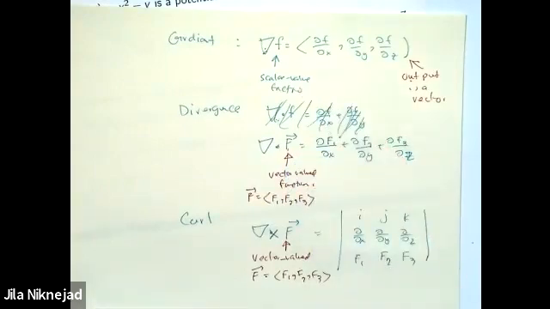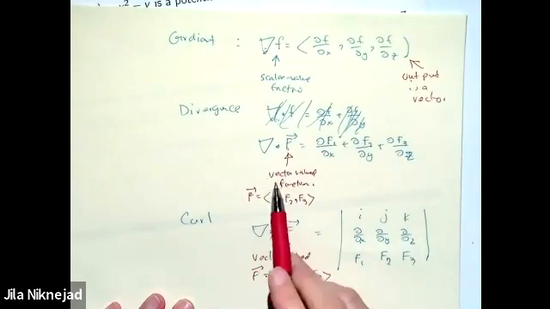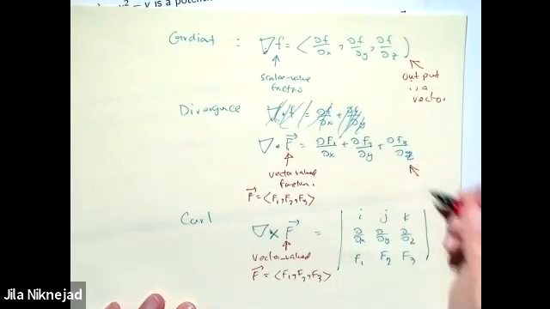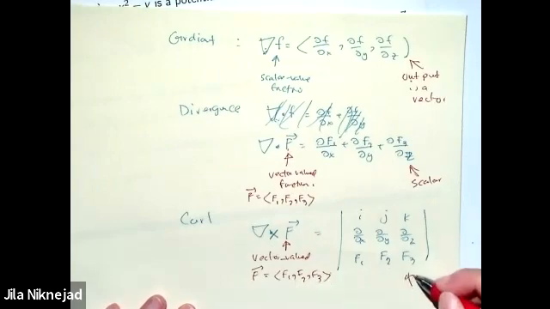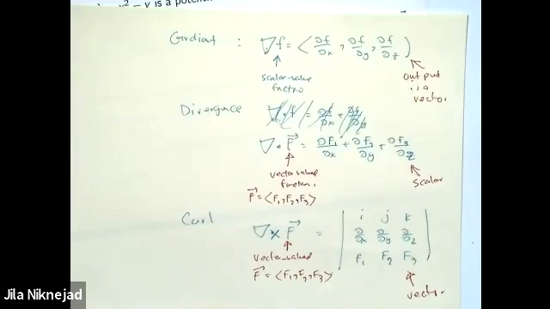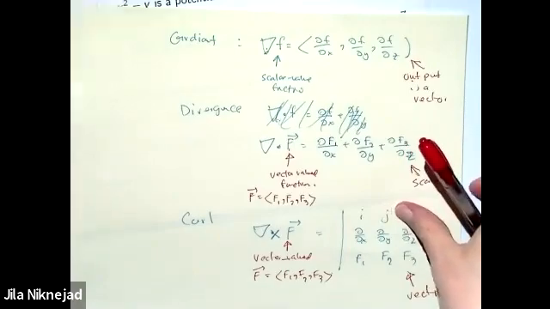Gradient works on a scalar valued function, spits out a vector. Divergence works on the vector valued function, spits out a scalar. Curl works on a vector valued function, spits out a vector. Curl is the one that takes vector valued function, spits out vector. The other two do one-way scalar, one-way vector. So that's the story. Let me do one example of this.